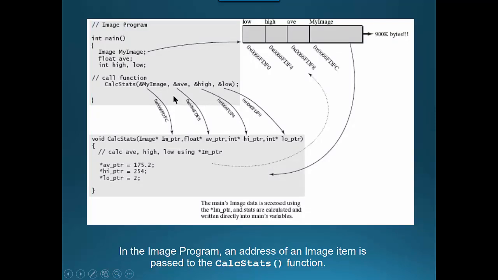So imagine you had this image program and you wanted a function that calculates stats. Notice here we have this place in memory. There's 900K bytes, but we're not really passing 900K bytes. We're passing addresses to an image, so we're only passing a few bytes. Then we use dereferences of the pointers to do the calculations and dig through that image file.